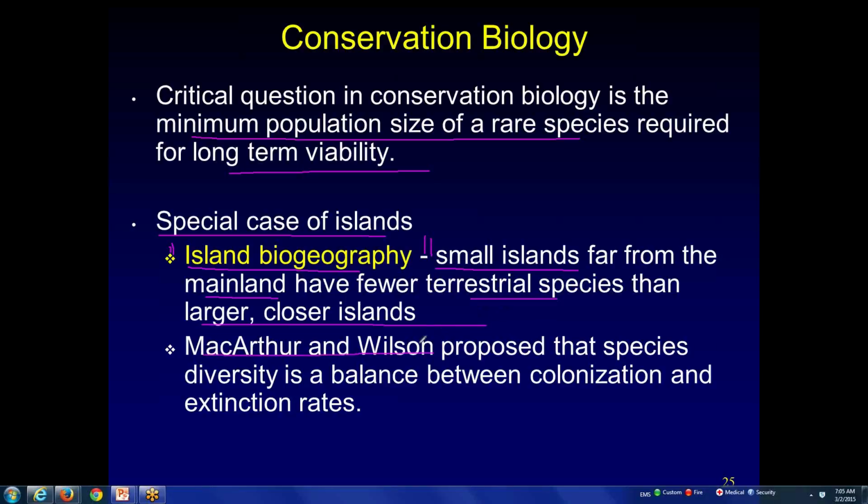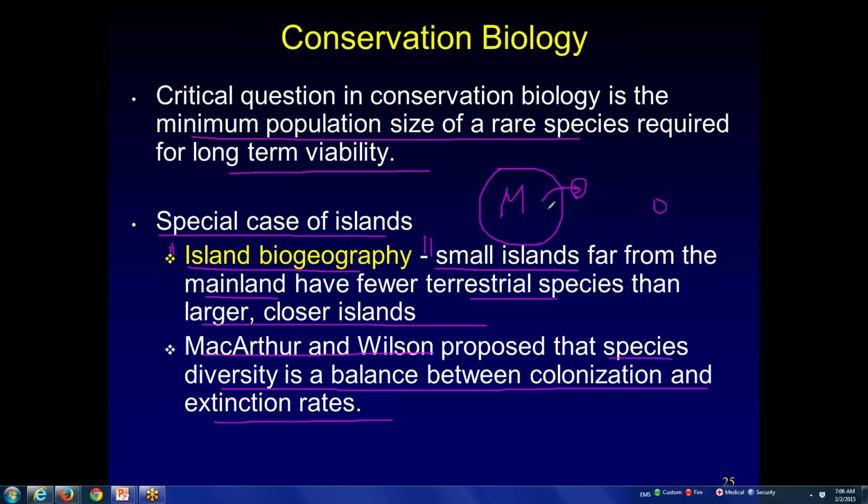And so MacArthur and Wilson expanded the idea and proposed that species diversity is a balance between colonization and extinction rates. So, for example, if this is the mainland, I'll put an M for mainland, and we have an island that's really close by, you could imagine that every so often you'll have colonization coming in here because it's not that far to go. And this little island that's not far from the mainland will have a reasonable amount of biodiversity. Contrast that with an island way out here.